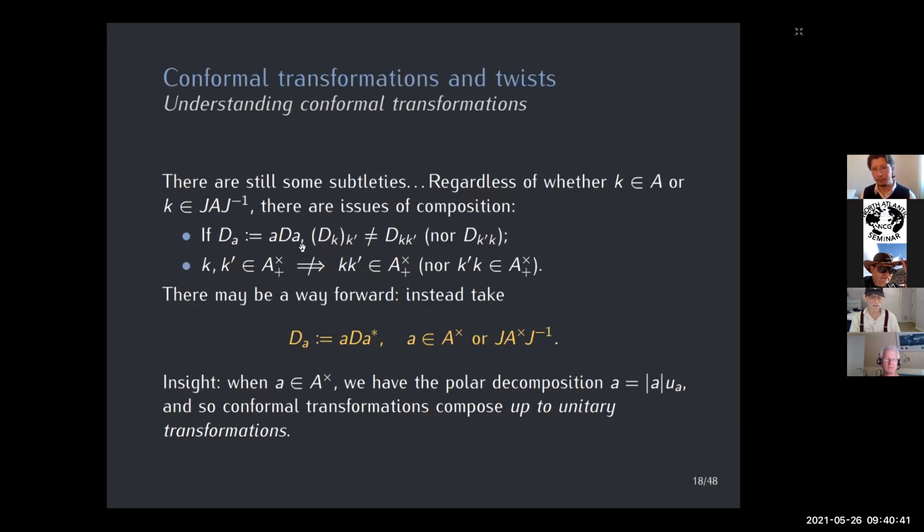For one thing, if you sandwich by K and then sandwich by K prime, it's not the same thing as sandwiching by the product, one way or the other. And even if it were, the product of two positive elements of the algebra is itself not guaranteed to be positive.